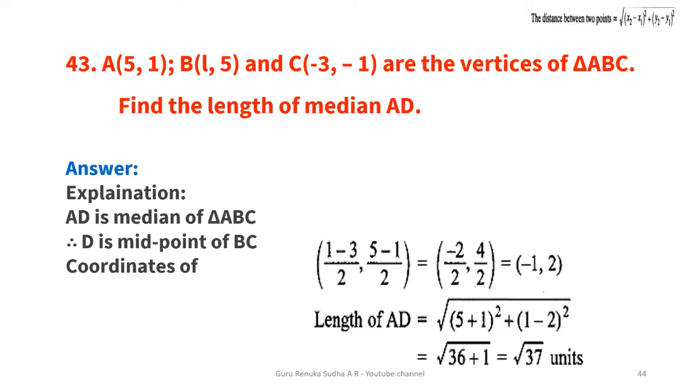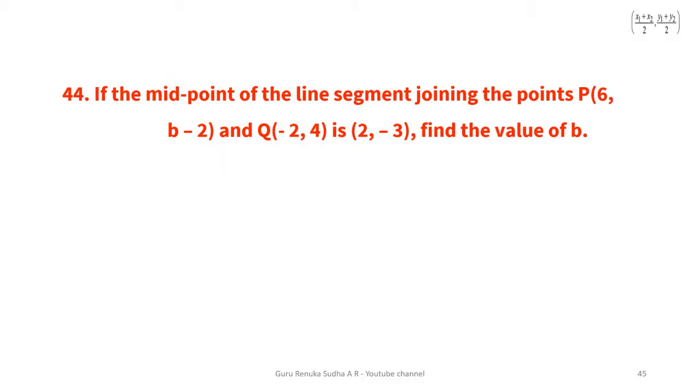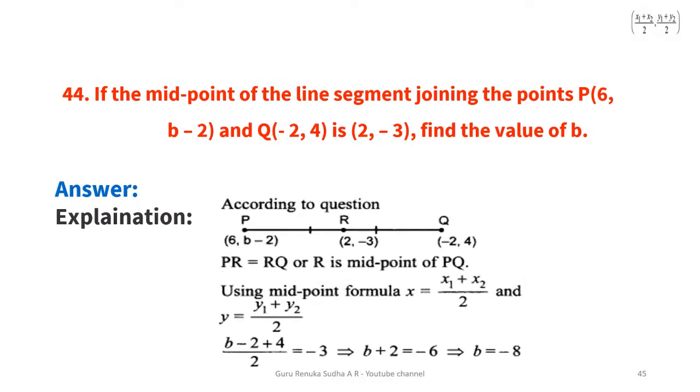44th question. If the midpoint of the line segment joining the points P and Q is given, find the value of B. Look at the coordinate values and then observe the diagram that I have drawn in the explanation part, and by using the midpoint formula you can easily calculate the value of B. What is the value of B? B value is -8.